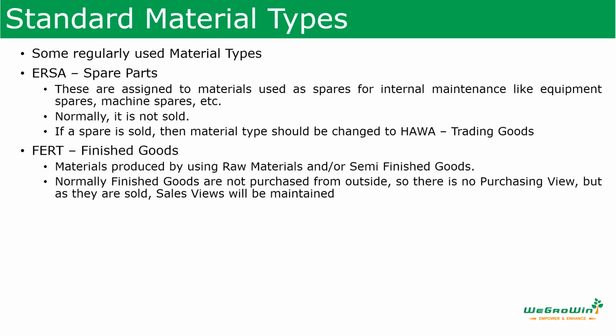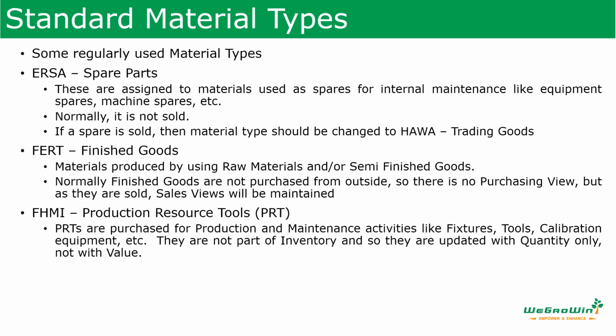Then FERT. What is FERT? FERT is the finished goods. These are the materials which are produced by using raw materials or components or semi-finished goods. Normally, finished products are not purchased from outside, so they are all produced in-house, where we need to maintain a work scheduling view, MRP views, and sales view. If it is not purchased, a purchasing view is not required.